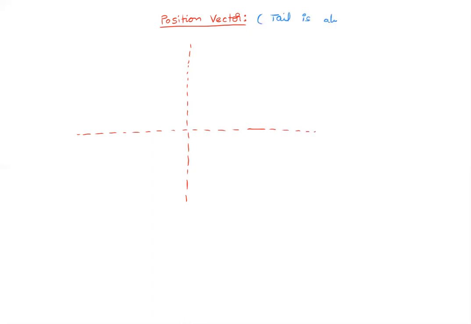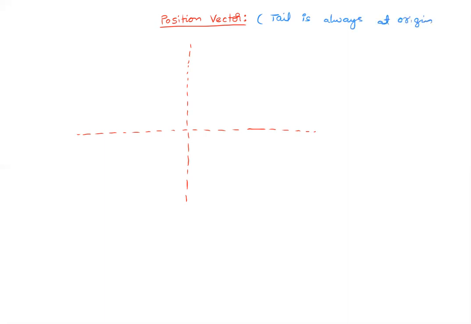Next idea is position vector. Remember, position vector you will use in the context of geometry. In the geometrical sense you will use the word position vector, and for position vector remember tail is always at origin.